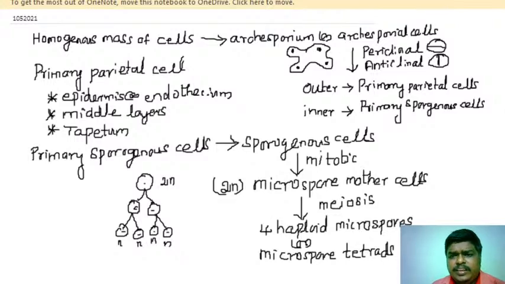And these microspore tetrads, there will be 4 cells. So I'll show the diagram for you to understand.